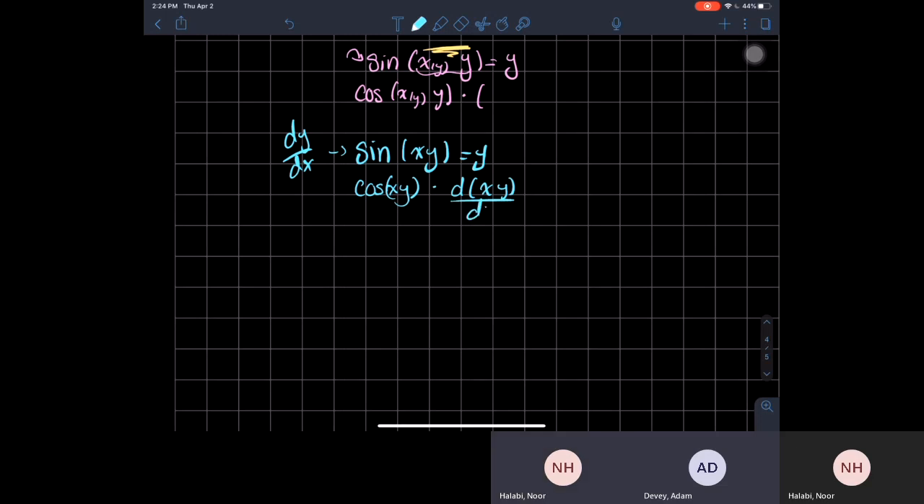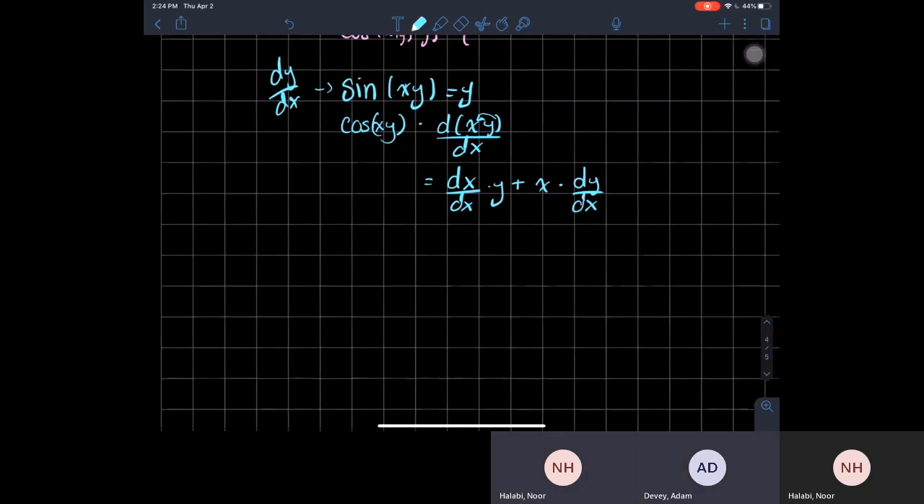yeah, dx over dx, and then this will give me a product rule where it will be dx over dx times y plus x times dy over dx, right? This is just 1. This here is just 1, so it just becomes y plus x times dy dx. It's the same thing, except now we just flip the x and y.